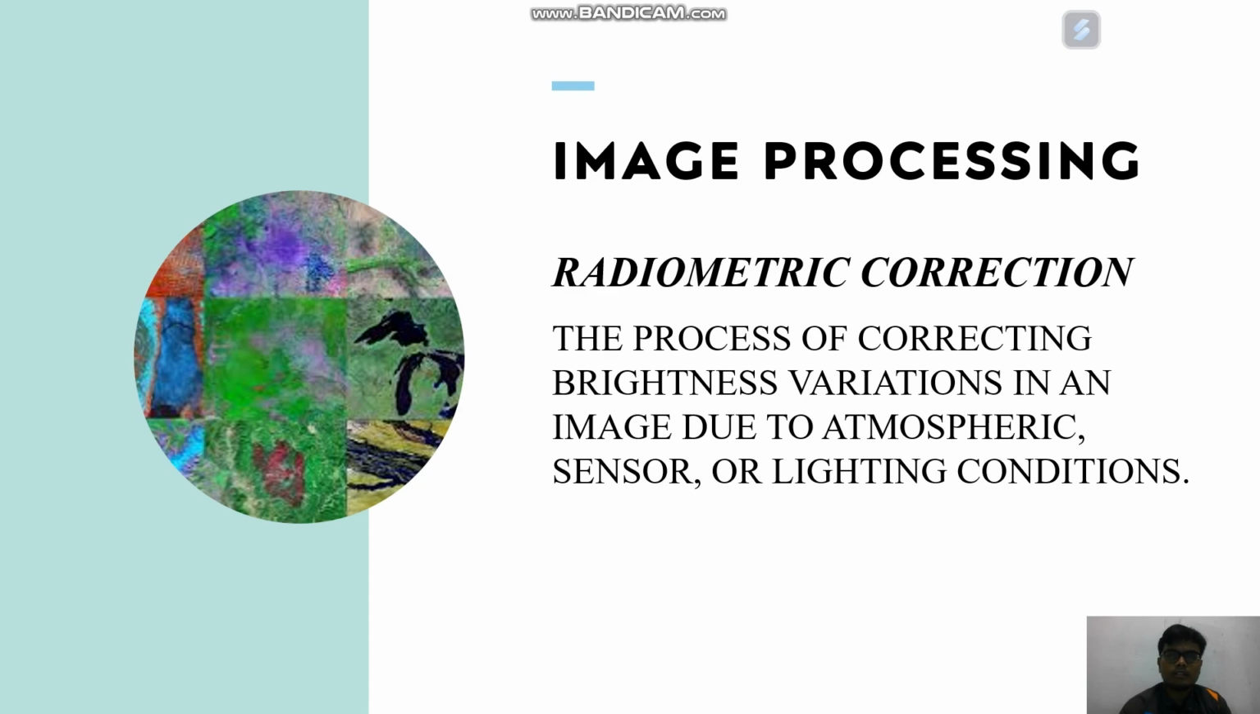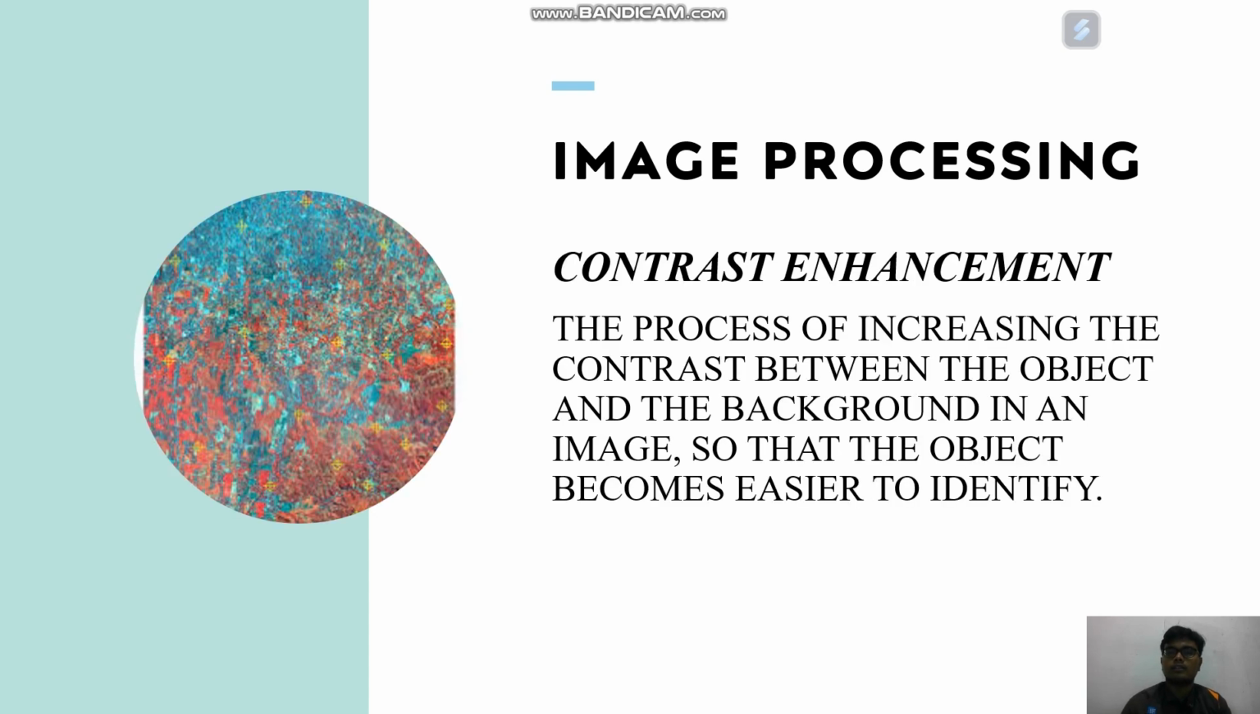Radiometric correction is the process of correcting brightness variation in an image due to atmospheric, sensor, or lighting conditions. The last image processing is contrast enhancement. Contrast enhancement is the process of increasing the contrast between the object and the background in an image so that the object becomes easier to identify.